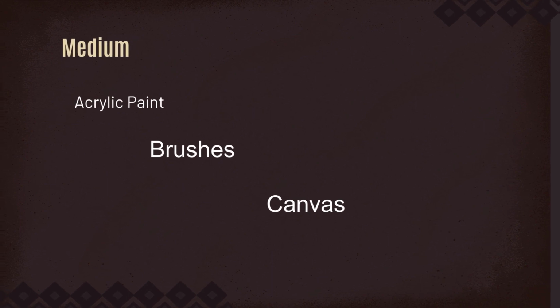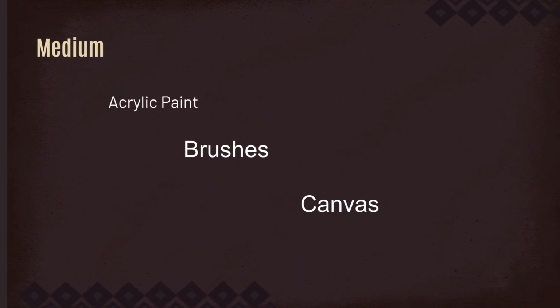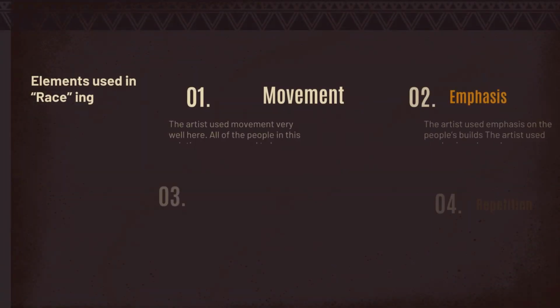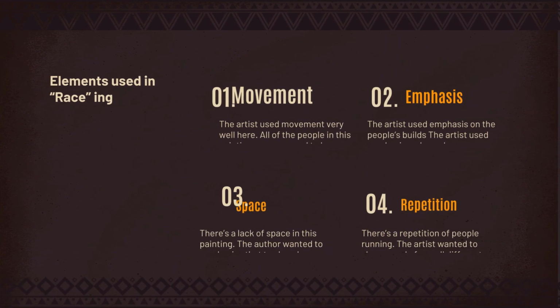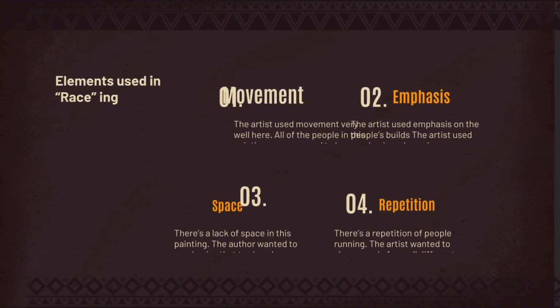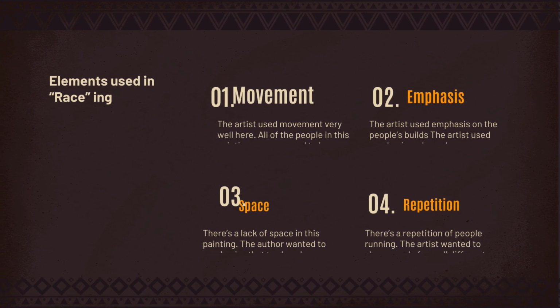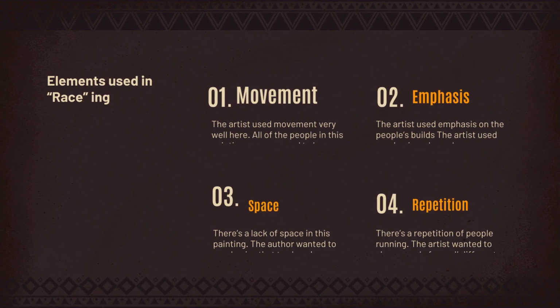So, the medium, the materials used, are acrylic paint, brushes, and the canvas. So, elements used in Racing is movement. The artist used movement very well here. All the people in this painting are supposed to be running, and he did a great job of portraying that.